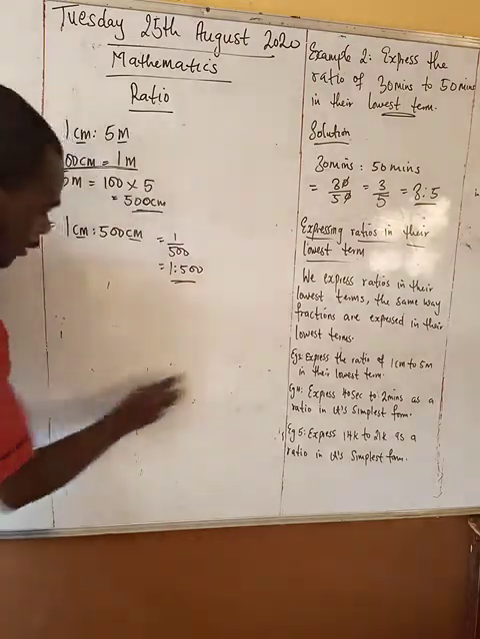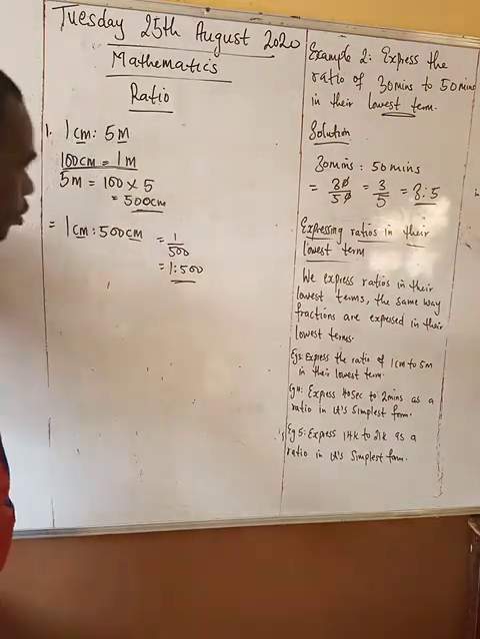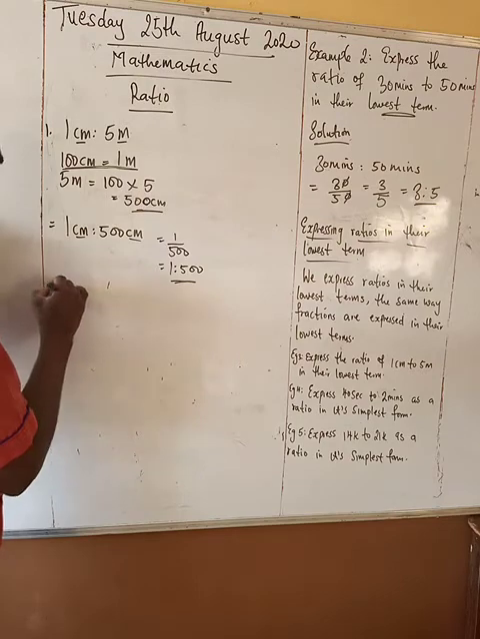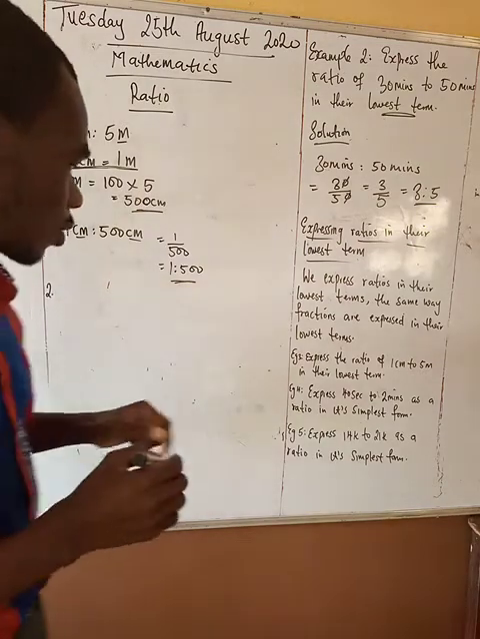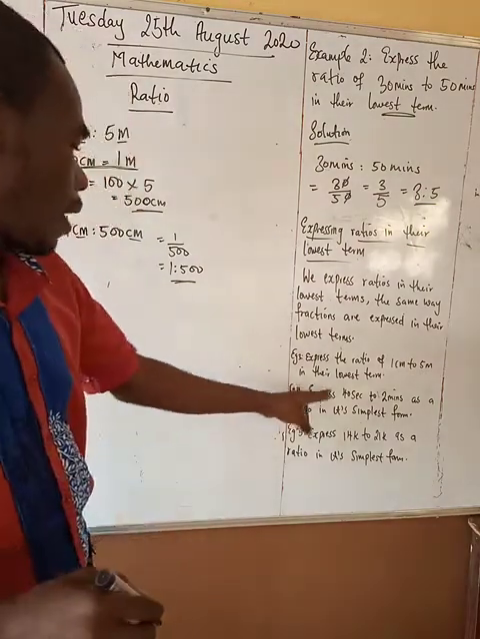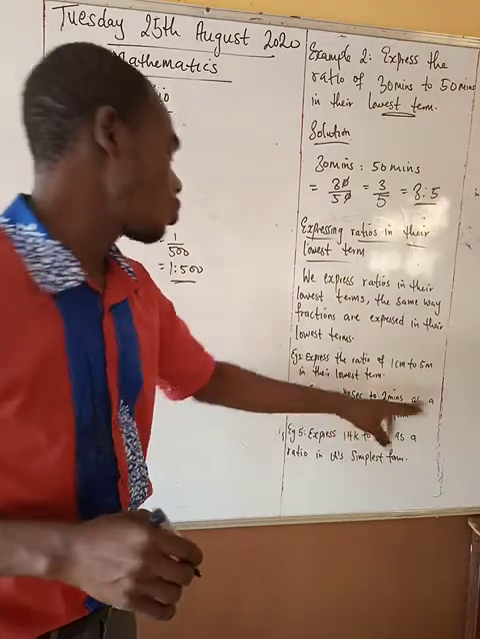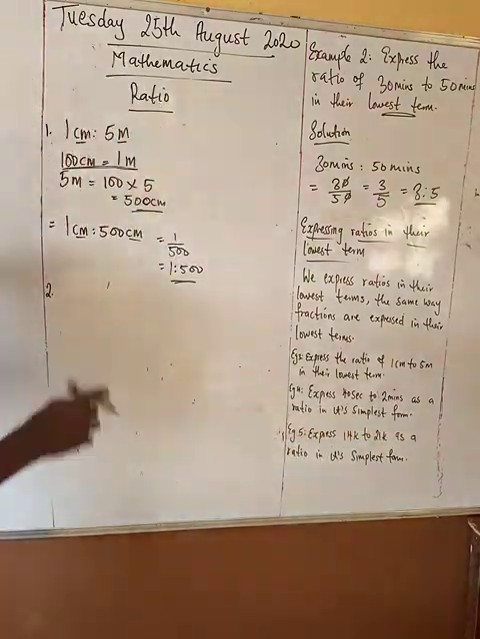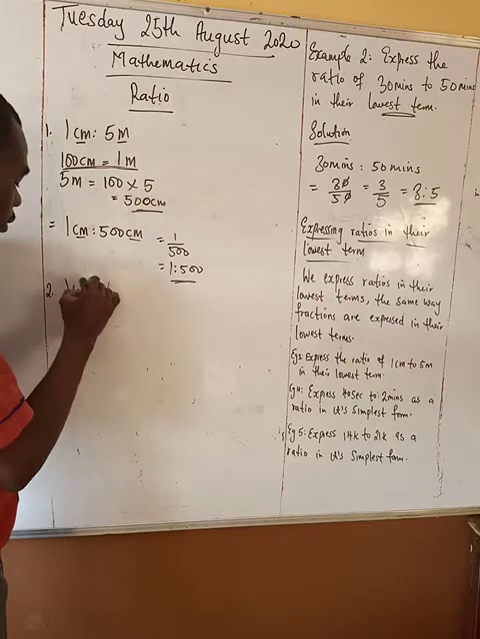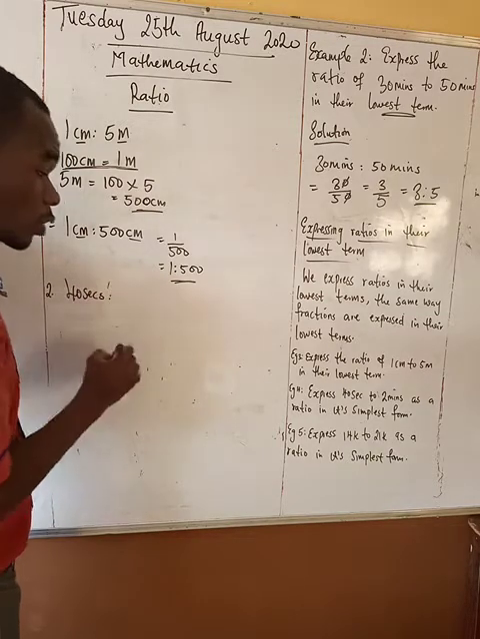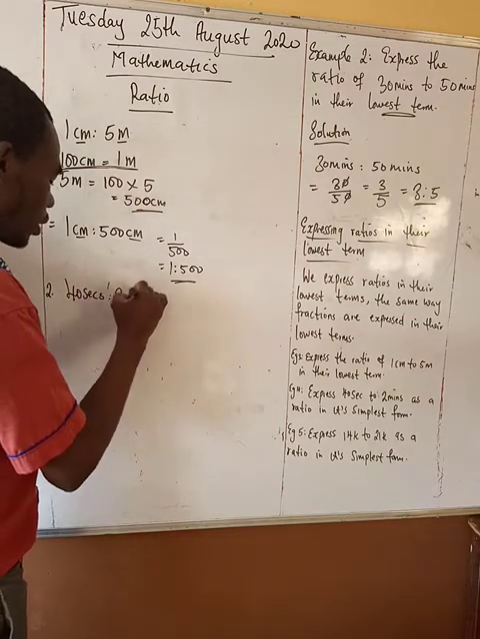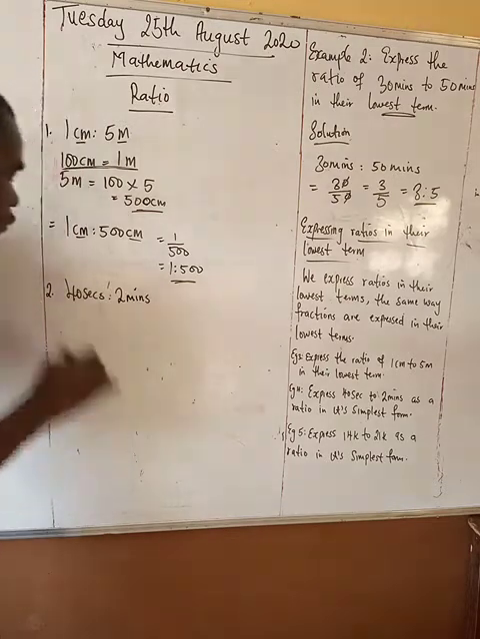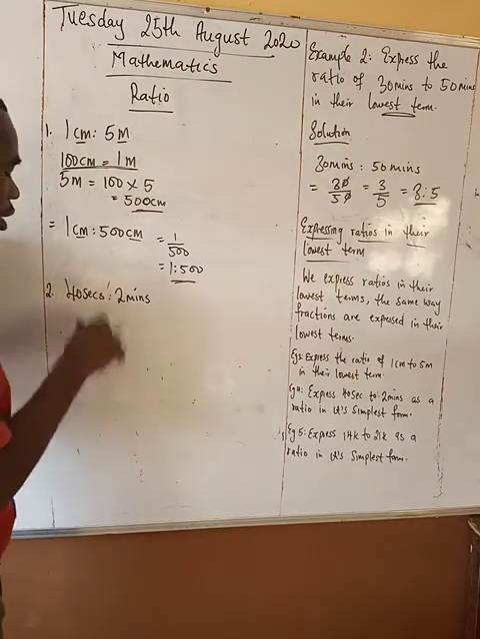So let's proceed to the next question. That's number 2. Now number 2, or the next example here, says, express 40 seconds to 2 minutes as a ratio in the simplest term. Exactly the same thing I was saying before. 40 seconds is to what? 2 minutes. 40 seconds is to 2 minutes.